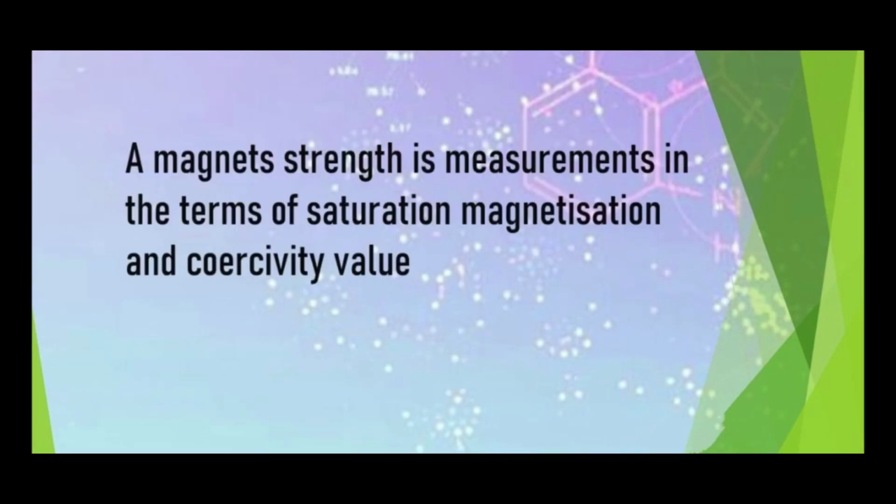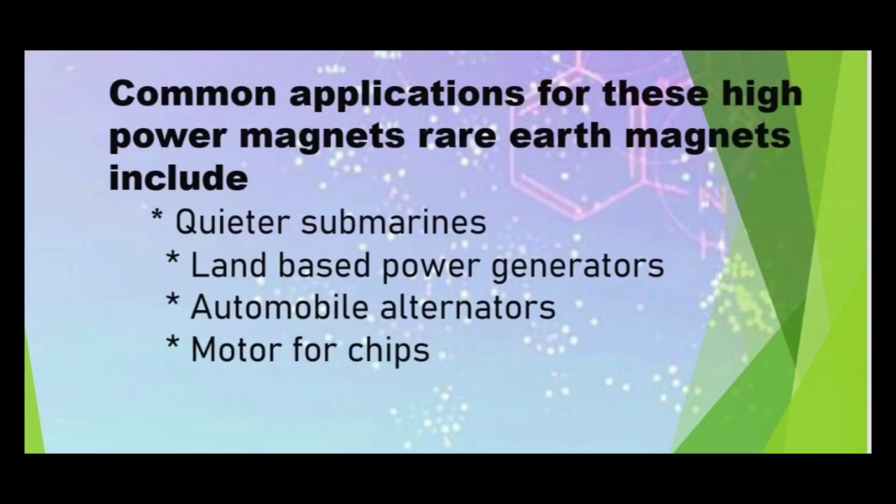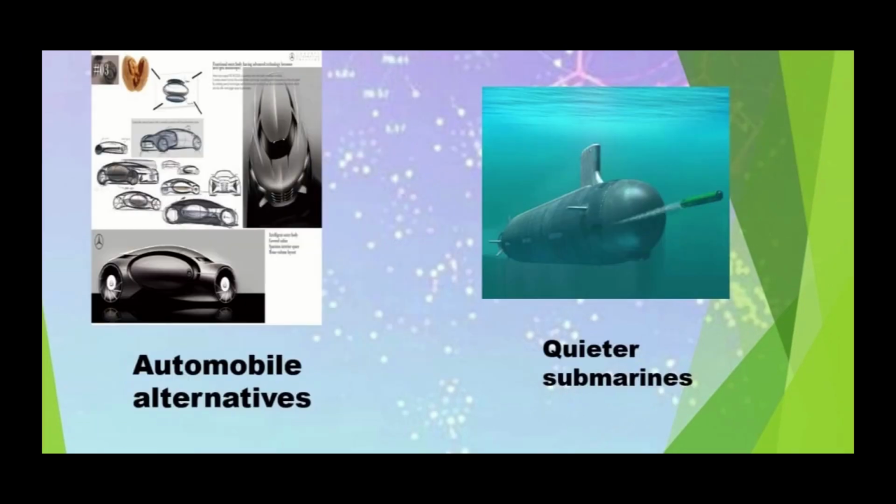A magnet's strength is measured in terms of saturation magnetization and coercivity values. These values increase when there is a decrease in grain size and an increase in the specific surface area of the grains. Common applications for these high-power rare earth magnets include ultra-sensitive analytical instruments, quieter submarines, land-based power generators, automobile alternators, motors for ships, and magnetic resonance imaging (MRI) in medical diagnostics. The pictures shown here are an automobile alternator and quieter submarines.